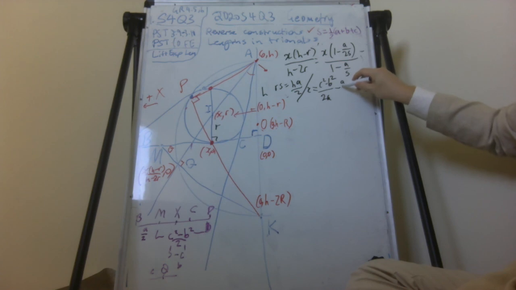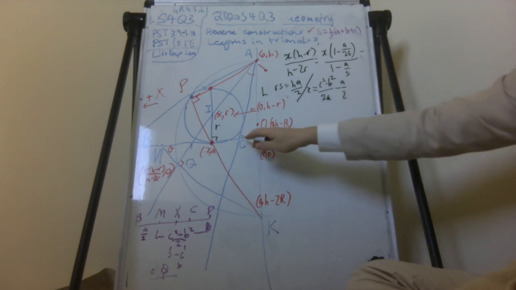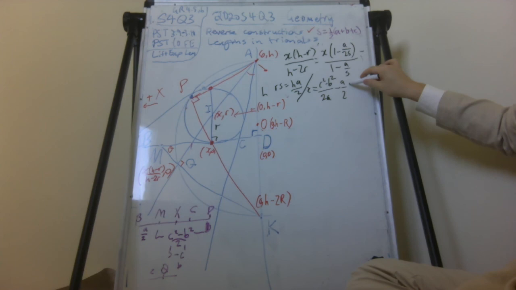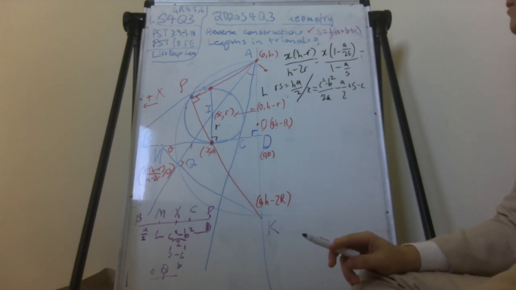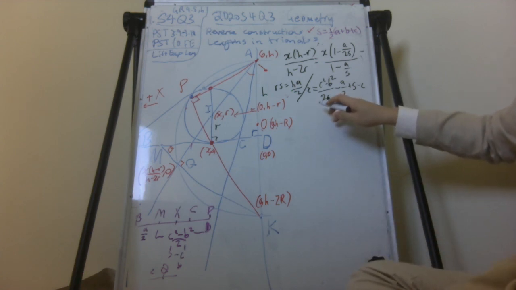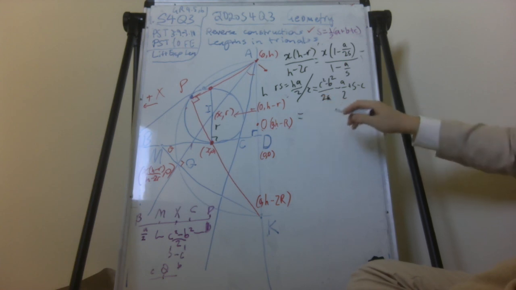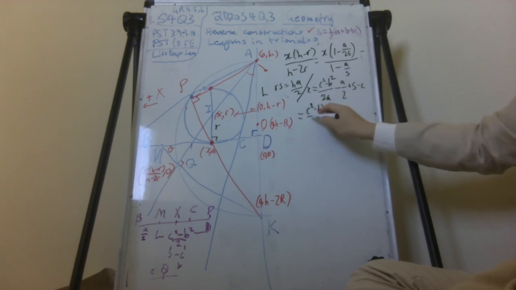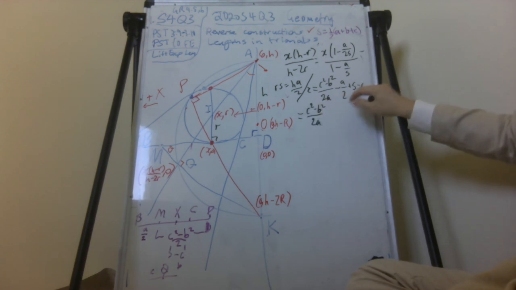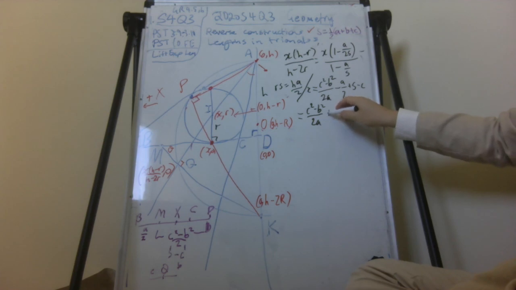minus a on 2, to get back to c. And then plus s minus c, to get to x. That's one way of doing it. So for example, this is c squared minus b squared on 2a, and the a on 2 cancels there to get a plus b on 2 minus c on 2, right?